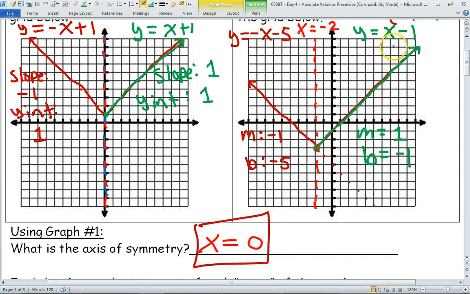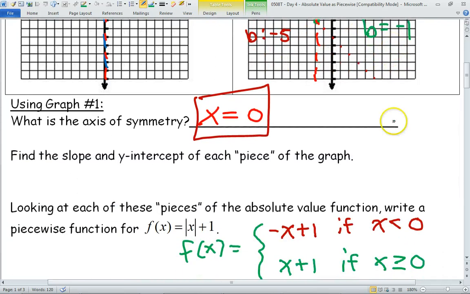The red equation, the green equation, split by my axis of symmetry at -2. So keep in the back of your mind, it'll be the red equation when x is less than or equal to -2, because it's the left side. It'll be the green equation when x is greater than or equal to -2, because that is the right hand side. So let's see what we've got.